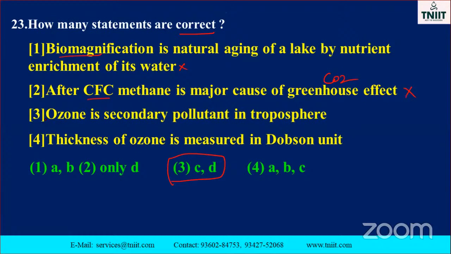It does not come. Ozone is a secondary pollutant in the troposphere. Yes, ozone is a secondary pollutant. Thickness of ozone is measured in Dobson units. Yes, that is also correct. So C and D are the correct ones. The remaining are wrong answers.